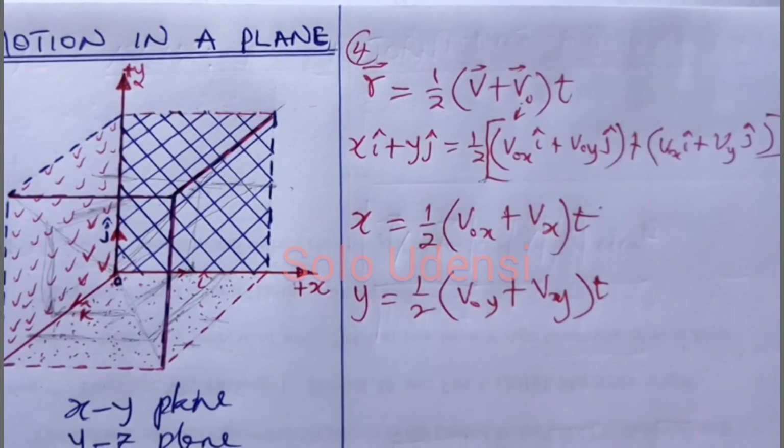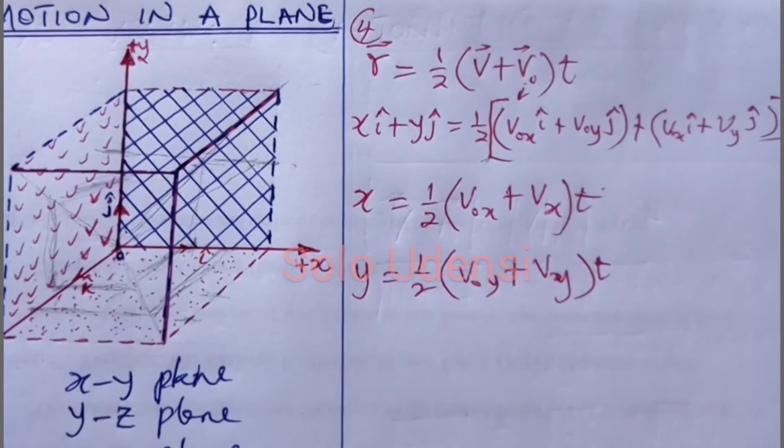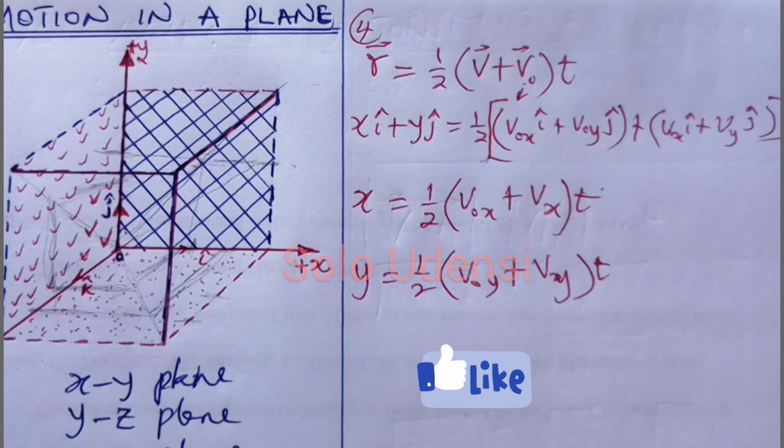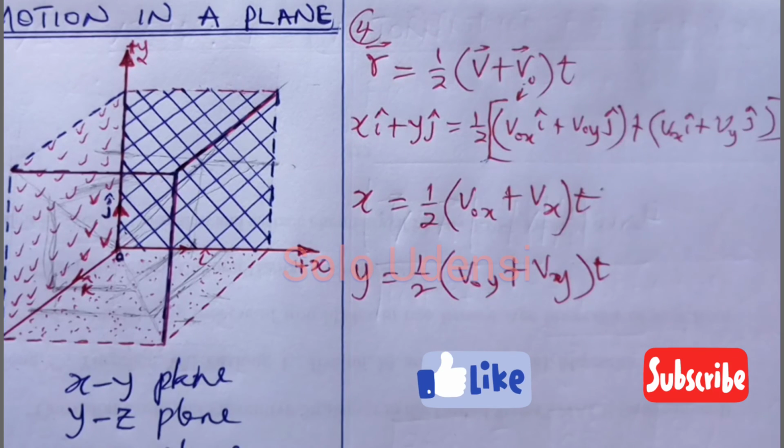So in all this, we decouple this term. There are two independent motions, one for x and one for y. When you are solving it, since it's a vector, you decouple the vector into two component forms.